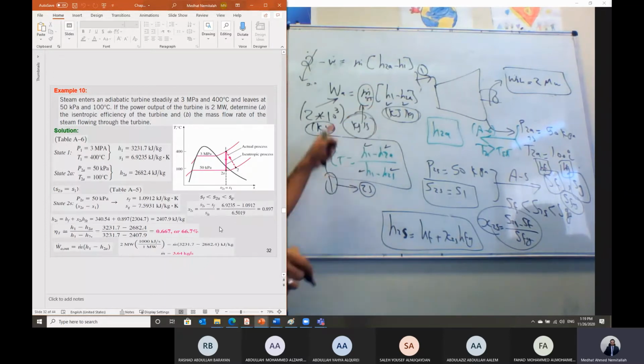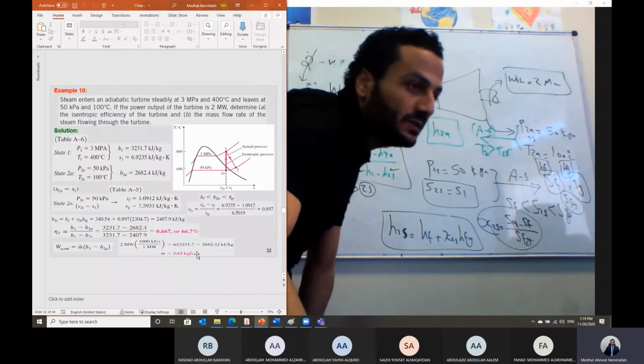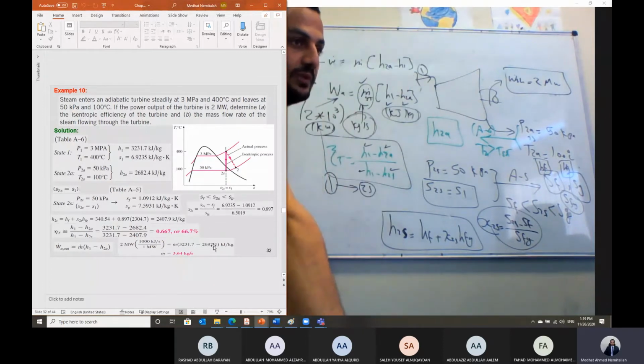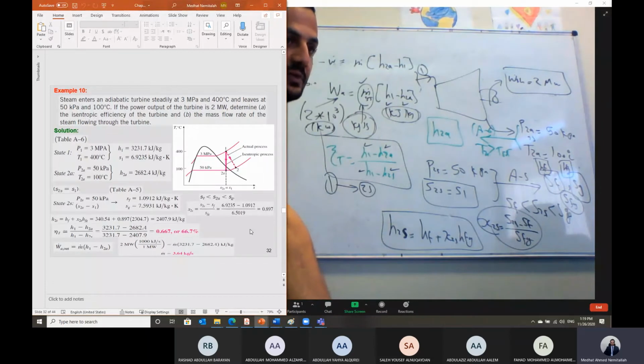So we have the actual work given, H1 and H2 actual, and we can calculate the mass flow rate of steam. Mass flow rate of steam here is equal to 3.64 kilogram per second. Is that clear, Shabab?